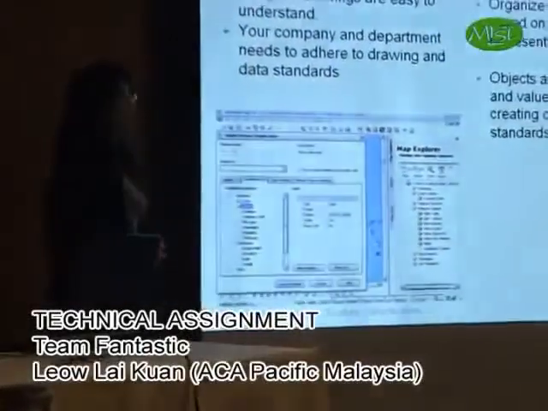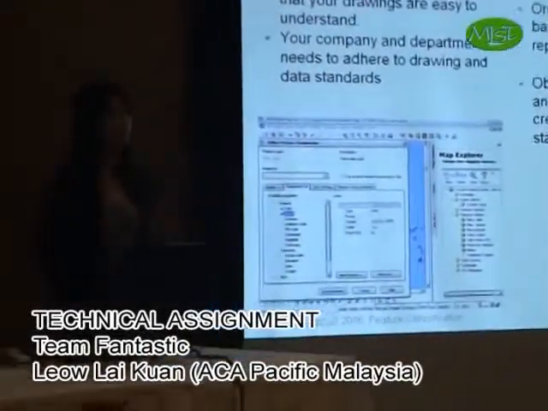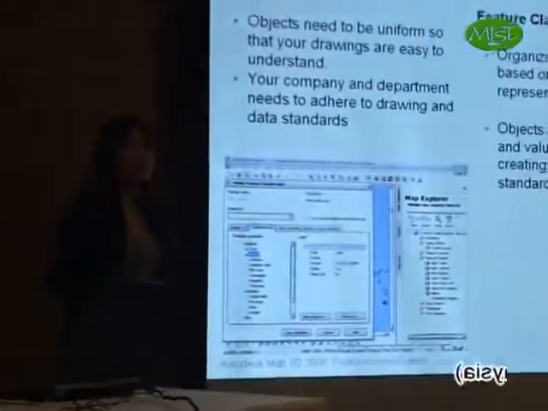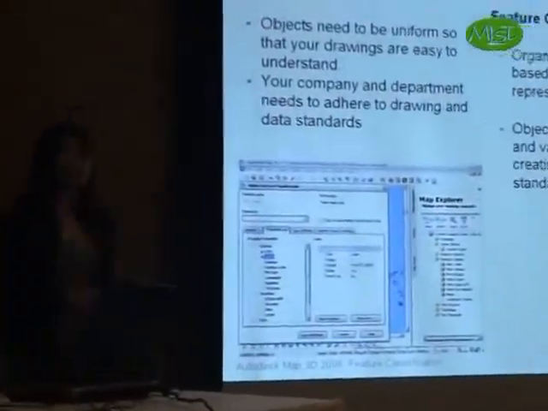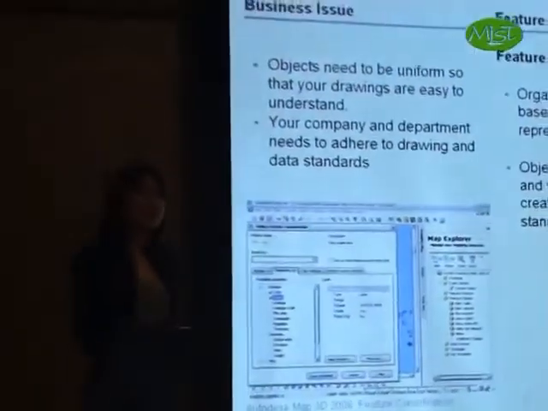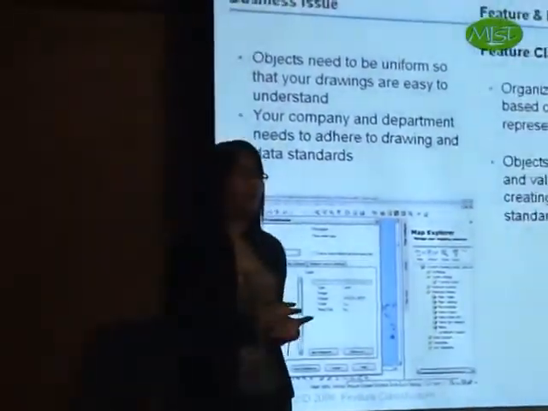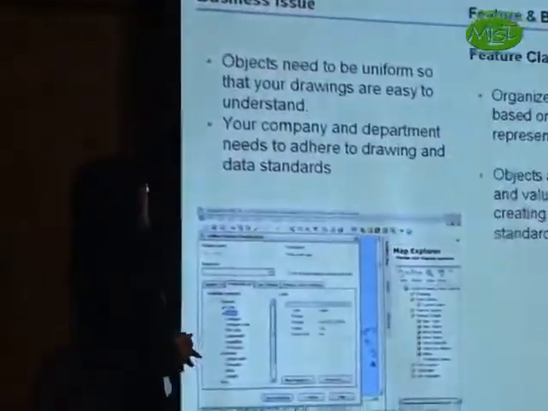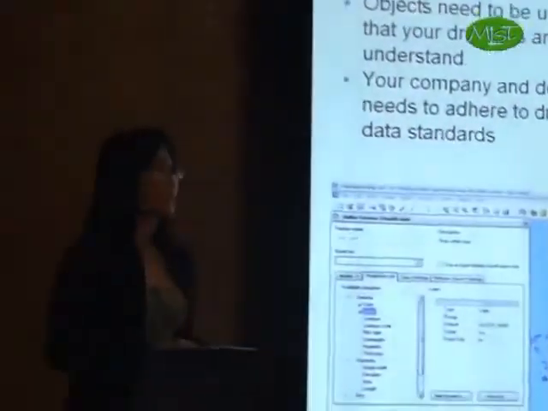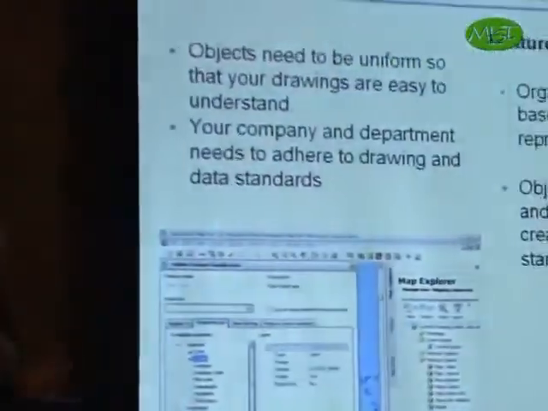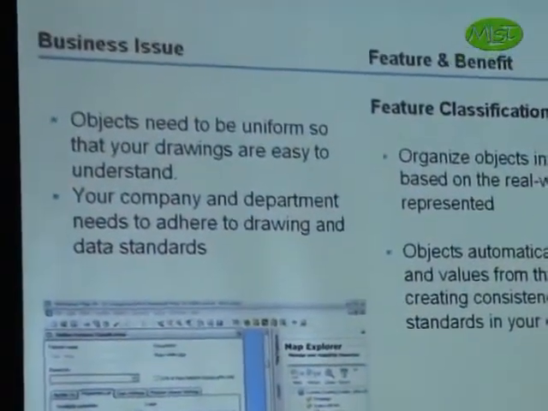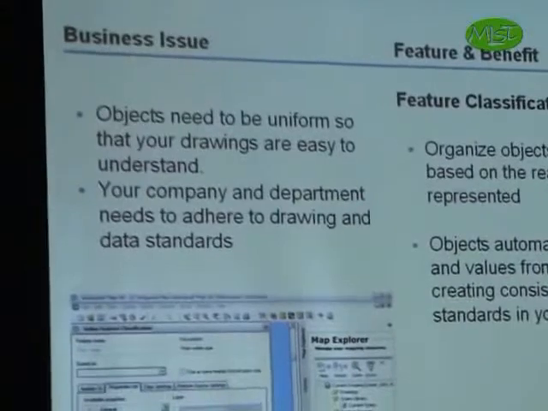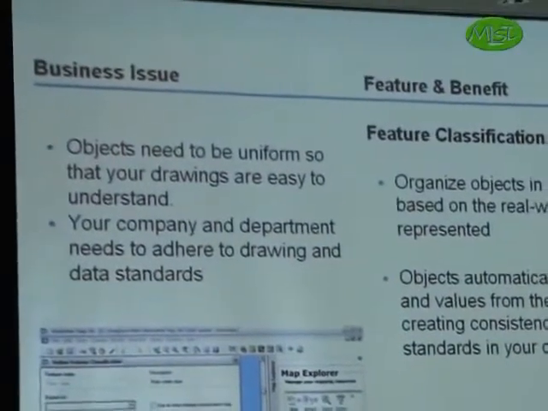Object in your drawings based on the real-world features represented. So you basically can standardize all the objects in your drawing files. This is what you cannot do in AutoCAD as a drafting tool. When you create a new drawing file, you can enforce the object to automatically take the properties and values from their feature class, creating consistency and establishing standards in your drawing file.